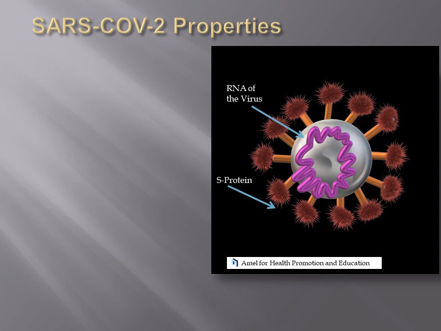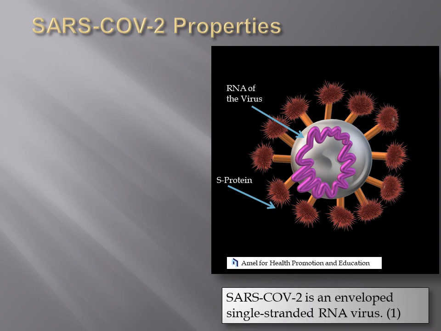Talking about SARS-CoV-2 properties. SARS-CoV-2 is an enveloped single-stranded RNA virus, and this is a virology classification because there are different types of viruses. There are enveloped, unenveloped, single-stranded RNA, double-stranded RNA, DNA viruses, RNA viruses. So these different classifications in virology determine the characteristics of each virus and determine the pathogenicity of the virus.